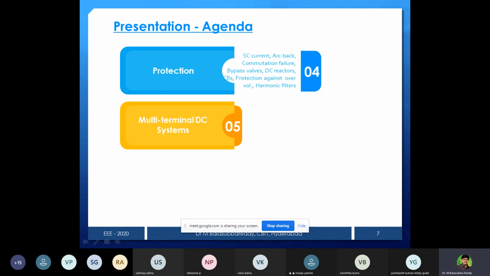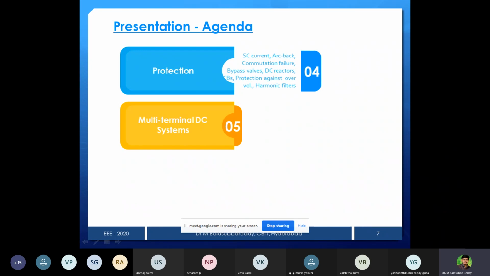So protection against overvoltage, protection against overcurrent, all these things. And then the overvoltage protection in a converter station also, because there are two stations here. For each station, what components will be there, I will give the schematic diagram of that and the components, and briefly explain each component, what is the function of that, all these things. So that will come under protection.